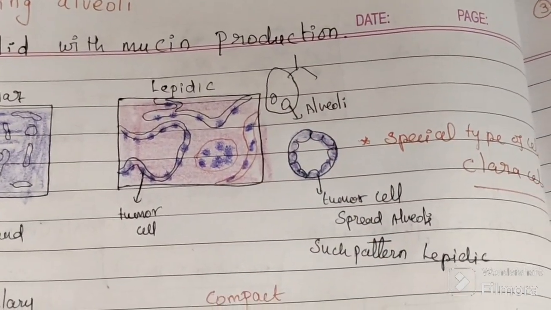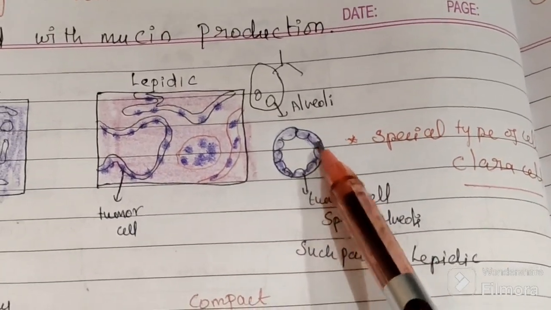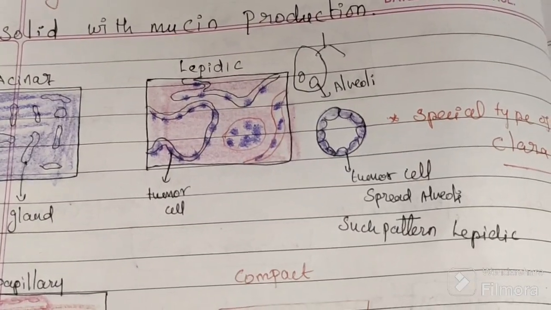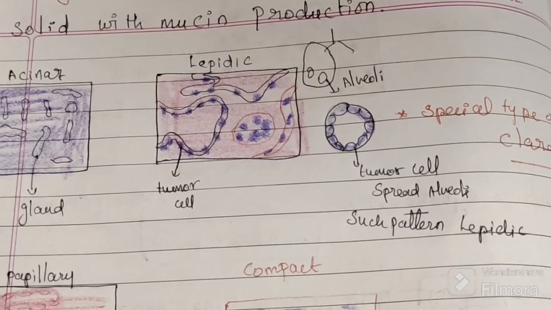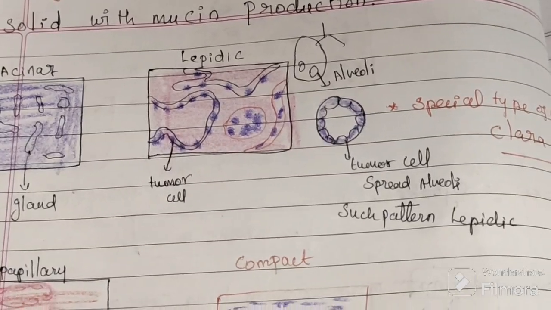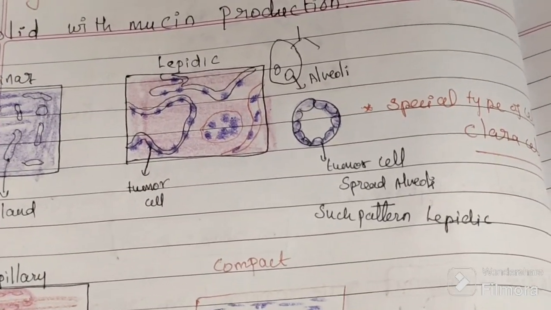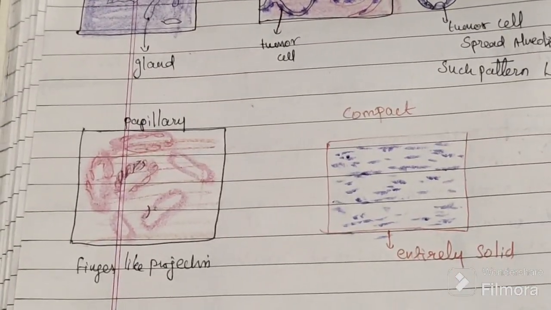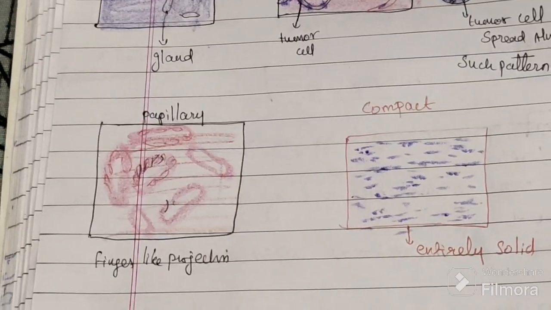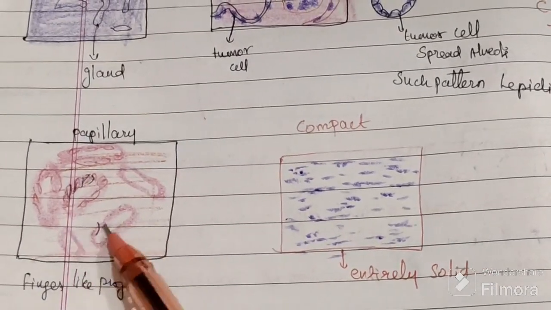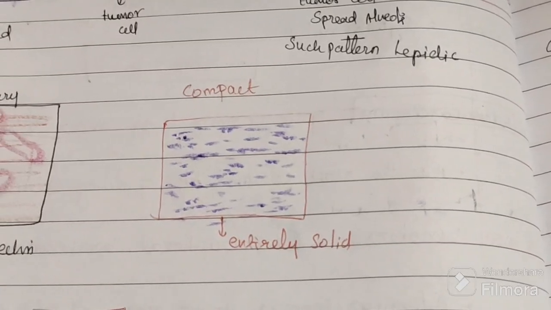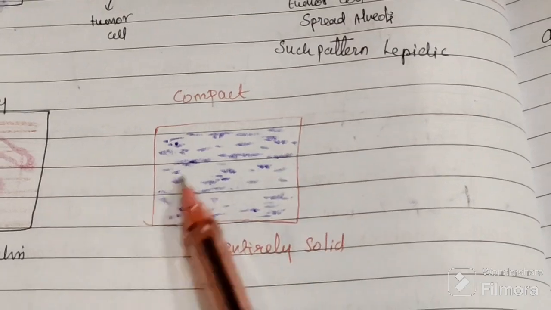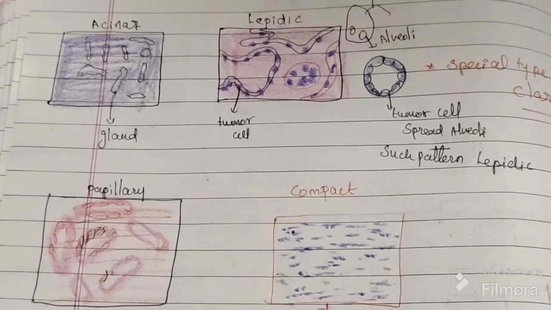The lungs are made up of alveoli. These are the tumor. In this alveoli there is tumor. Tumor cells in the alveoli, such a pattern is known as lepidic. So a tumor spreading over the alveoli is known as the lepidic pattern. Third one is papillary. There are multiple pink color projections, papillary, finger-like projections. Fourth one is compact. It is solid, entirely solid. These are the 4 patterns.